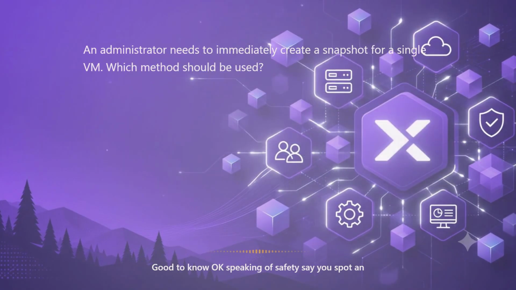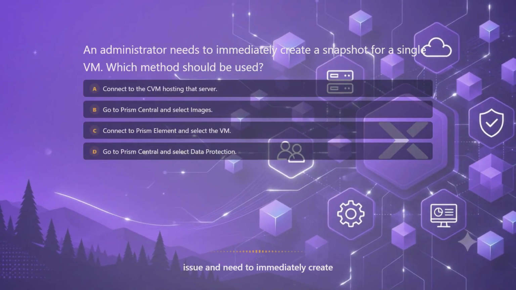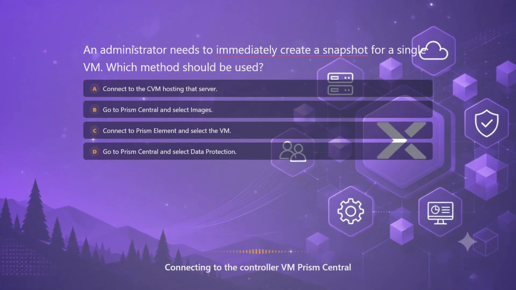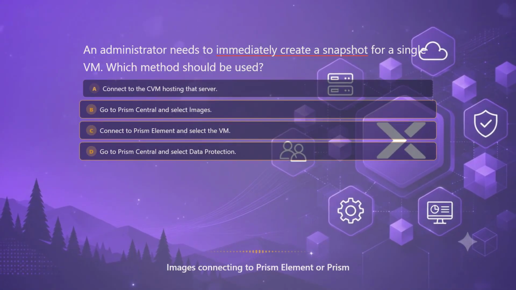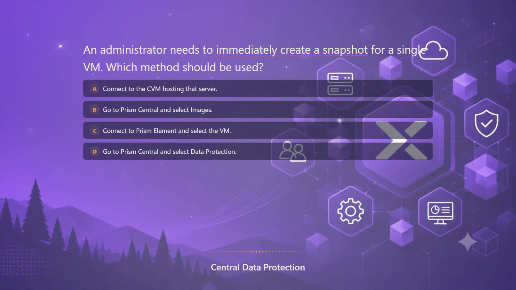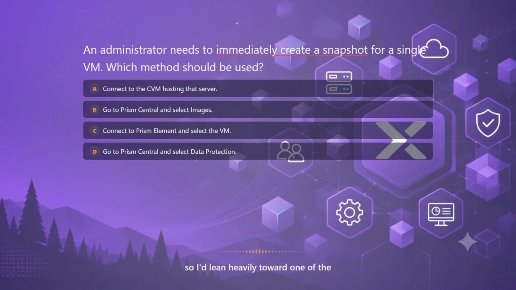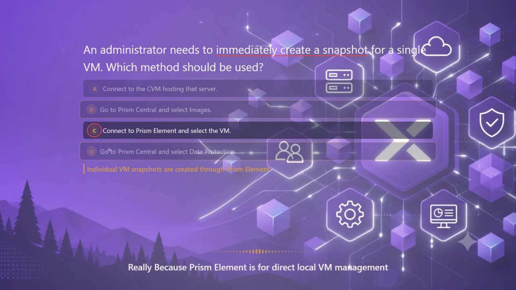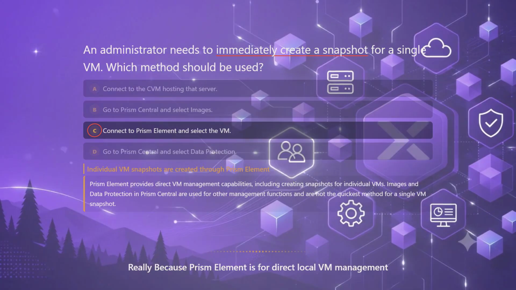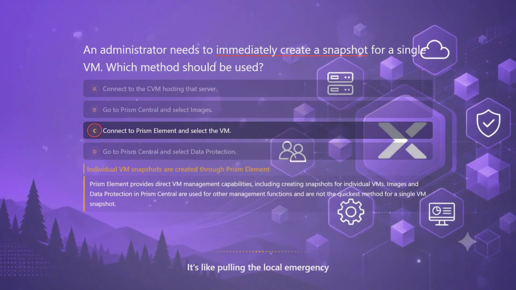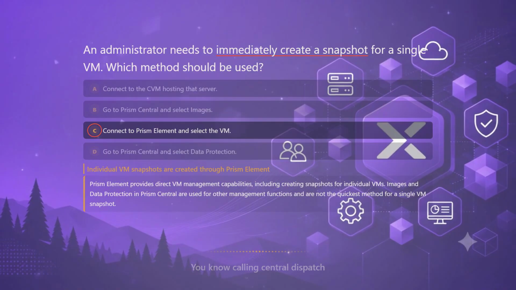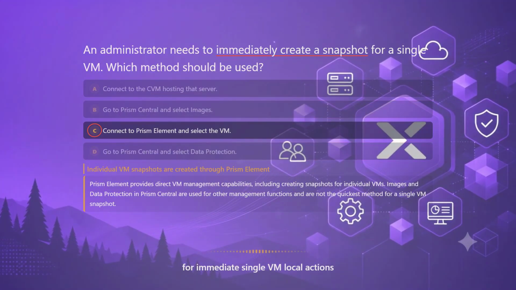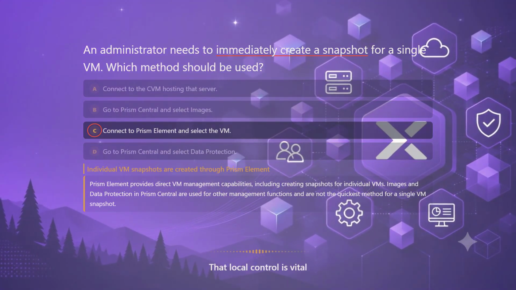Good to know. Okay, speaking of safety, say you spot an issue and need to immediately create a snapshot for a single VM. Which method do you use? Connecting to the controller VM, Prism Central images, connecting to Prism Element, or Prism Central data protection? Well, everything is centralized these days, so I'd lean heavily toward one of the Prism Central options. But the answer is Prism Element. Really? Because Prism Element is for direct local VM management. It's like pulling the local emergency brake in your specific train car instead of calling central dispatch. Prism Central just isn't the quickest method for immediate single VM local actions. That local control is vital.